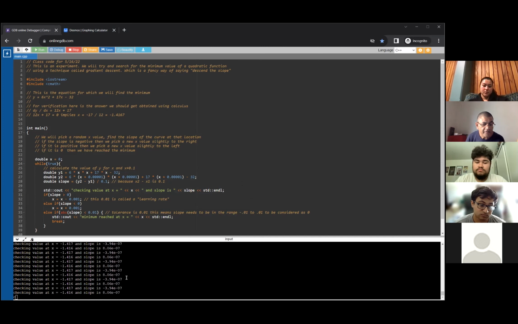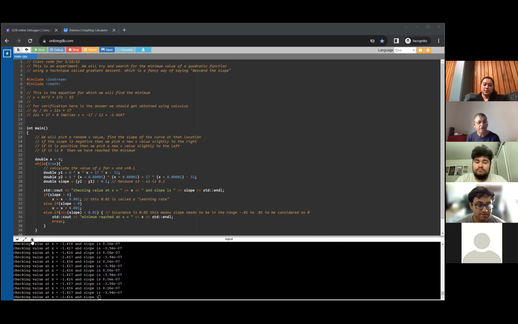So let's take a look at the slope. Oh, the slope is actually pretty low here. It's something times 10 to the negative 7. Why is the absolute value of that slope not less than 0.01? That's obviously less than 0.01, isn't it? Oh yeah, of course. Oh my gosh.